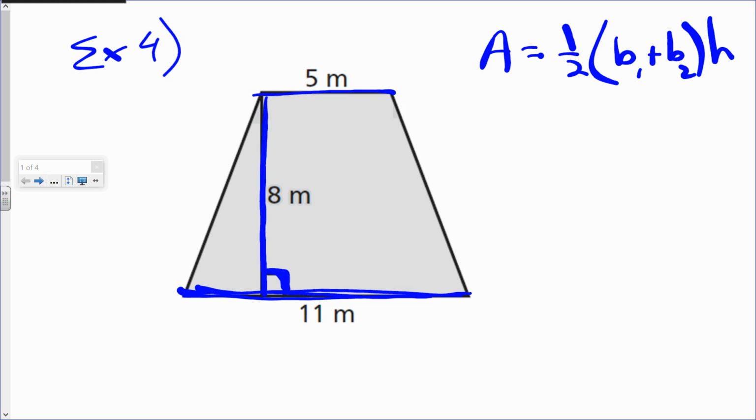Let me say it again. Watch this, Rivera. Look at the other formulas. What other formulas have height in it? Let me see.